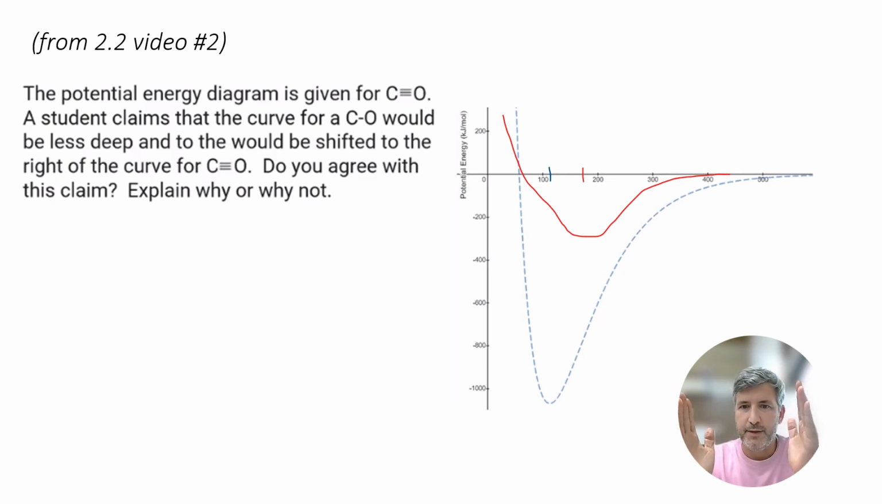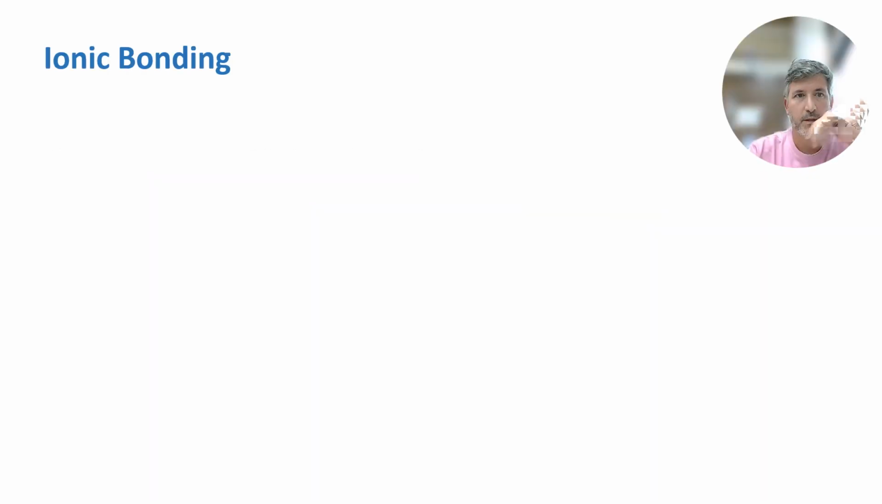And so the distance between the two nuclei at which we have the bottom of the trough, the most stable point, would be greater for a CO single bond compared to a CO triple bond. So triple bonds are very stable and they're very short. And so that's what we're showing here with this graph.